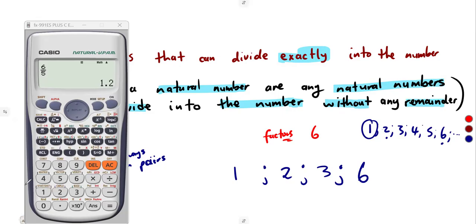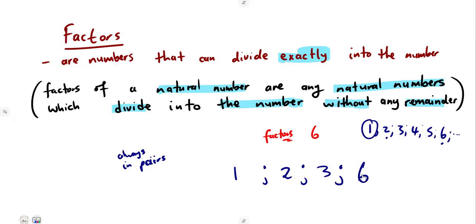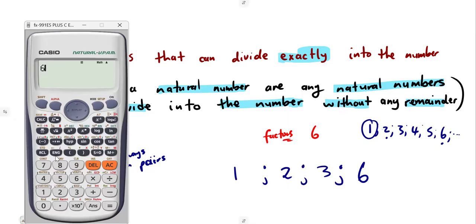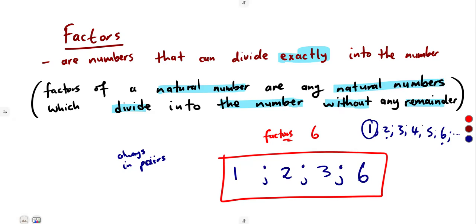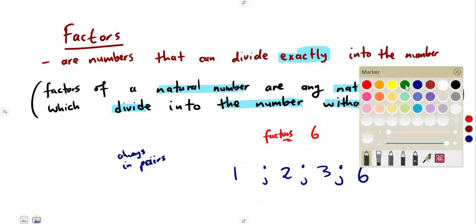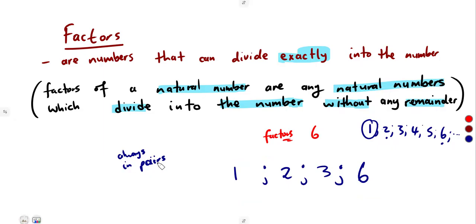So if you move on to the last one, 6 over 6, it is going to give us a 1. If we check, we already have 6 and 1. So that is how you can cross-check all the factors of the given number. These are the factors of 6.